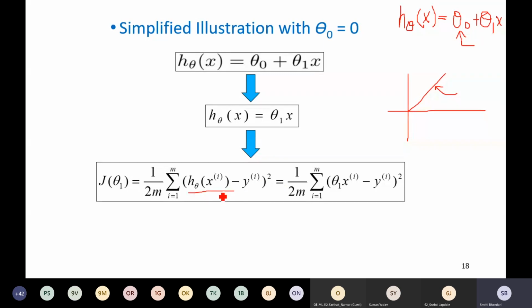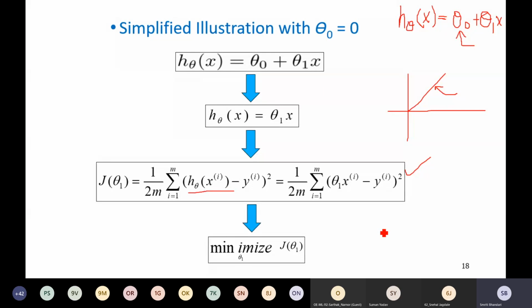Right? Now, what is my h theta x i? h theta x i is theta 1 x i. So I am just substituting h theta x i with theta 1 x i. So I'll come up with my cost function as 1 divided by 2m summation over i equal to 1 to m, theta 1 x i minus y i, square. Is that correct? Any doubts so far?